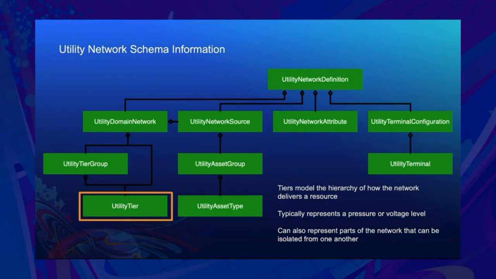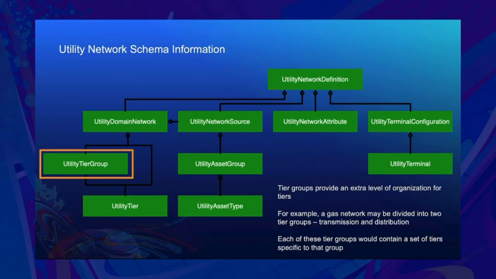Now, the way that a network delivers a resource is often modeled with a different hierarchy. So this could be a pressure or voltage level. So you may have, to give an electric example, a low voltage network, a medium voltage network, and a high voltage network. In Europe, there are probably many more different levels of voltages, and you'll have a different tier for each voltage level. You can also use it to represent parts of the network that can be isolated from one another. So you could have an isolation zone or a cathodic protection zone in a pipeline-based network.